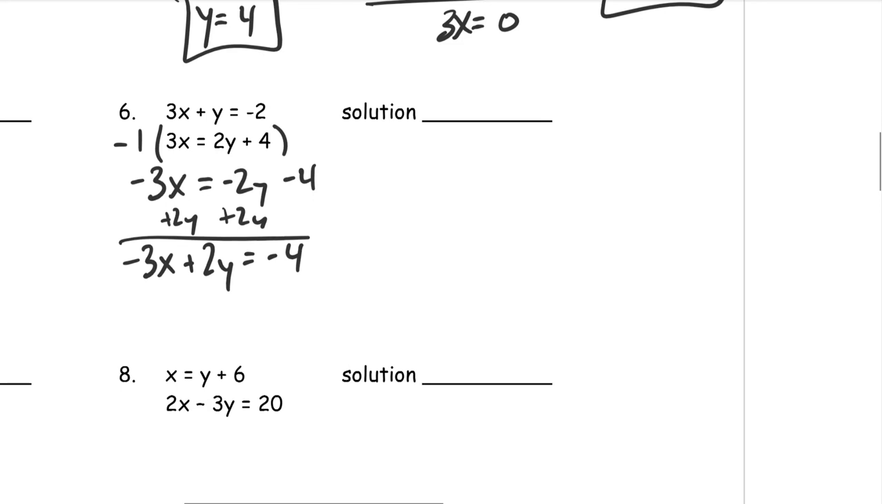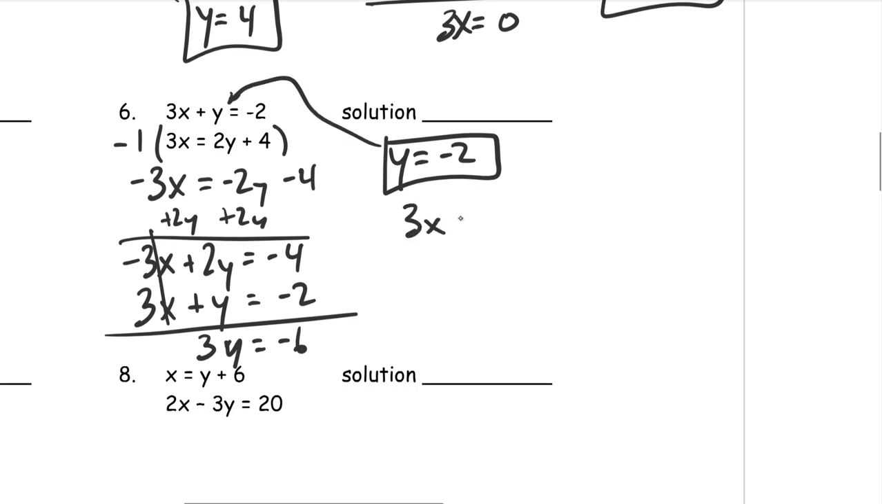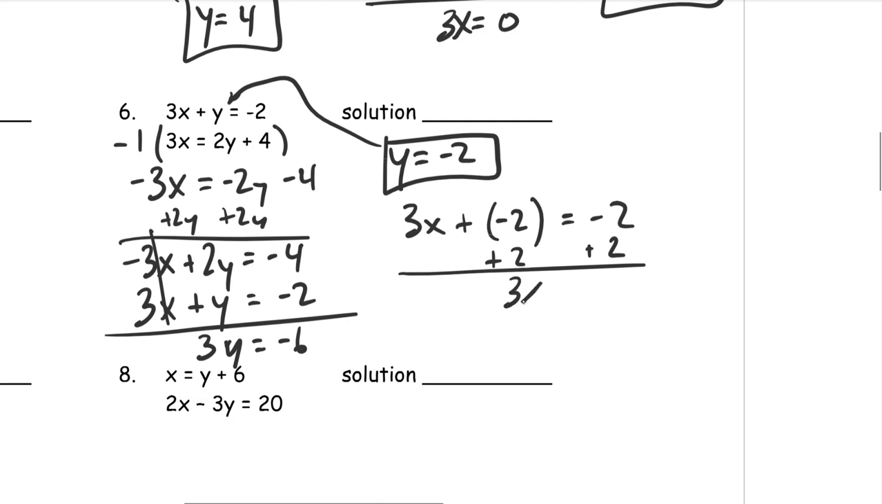And our top equation I'll rewrite down below is 3x plus y equals negative 2. Now when we add them together, our x's cancel. And we get 3y equals negative 6. So y equals negative 2, and then you can plug that in anywhere. We plug it into the top equation. 3x plus negative 2 equals negative 2. If we add 2 to both sides, 3x equals 0, so x must equal 0, so our solution is 0, negative 2.